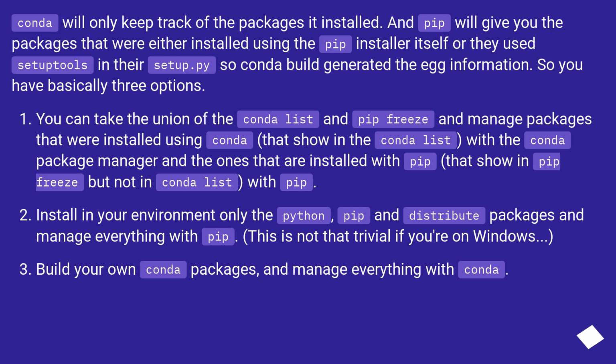You can take the union of the conda list and pip freeze and manage packages that were installed using conda, that show in the conda list, with the conda package manager, and the ones that are installed with pip, that show in pip freeze but not in conda list, with pip. Install in your environment only the Python, pip and distribute packages and manage everything with pip. This is not that trivial if you're on Windows. Build your own conda packages, and manage everything with conda.